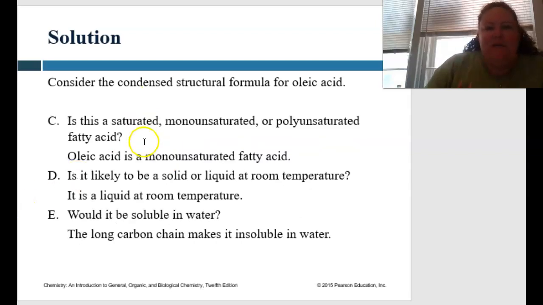Is this saturated, monounsaturated, or polyunsaturated? Remember, it only had one double bond, so it was a monounsaturated fatty acid. Because it had at least one double bond, it's going to be liquid at room temperature. And since it is long chain, that makes it insoluble in water because it was that fat. So great job.